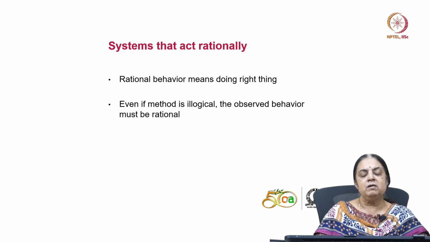And systems that act rationally. So rational behavior means the computer is doing the right thing. So how do you find out whether it's doing the right thing? It's the performance metric which you need to see.